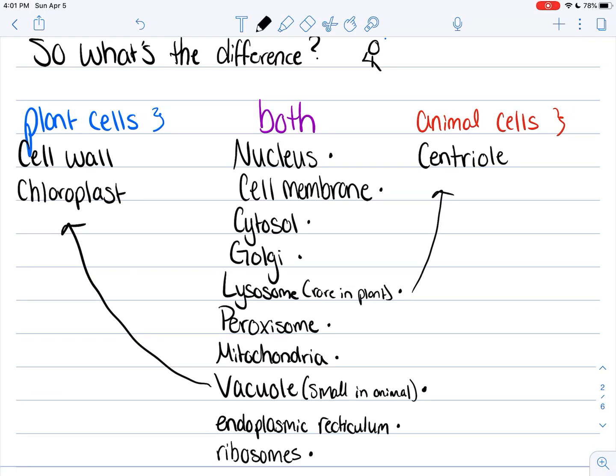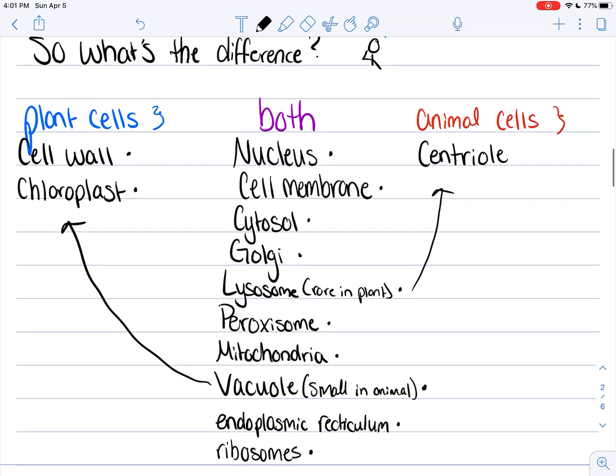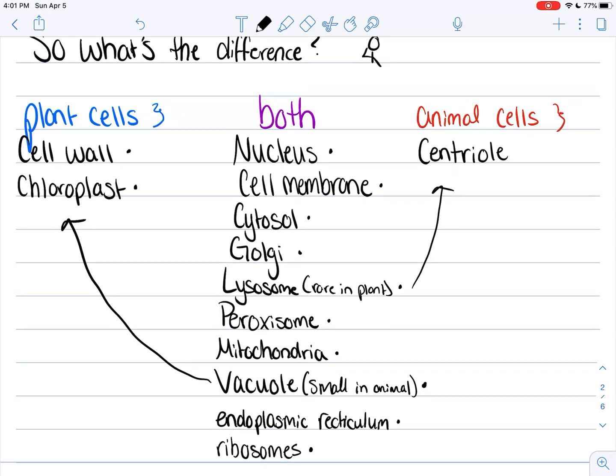And then very specific to plant cells are the cell wall and the chloroplast. You'll never find these in animal cells, not even in rare cases. And then in the animal cells is a centriole, which you'll never find in plant cells, not even in very rare cases. If you would like to pause the video and copy down this list, that's okay. But I'm going to go ahead and move on and explain what these things are.